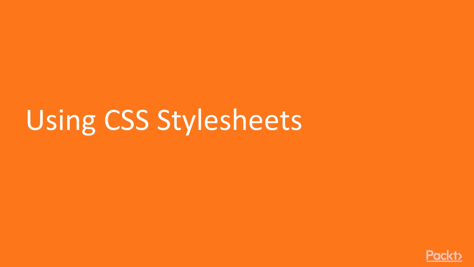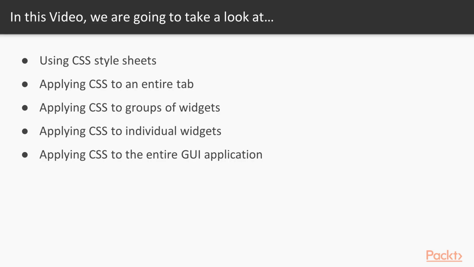So in this first video we will be using CSS style sheets to make our GUI look good. And what we'll be doing is applying CSS to an entire tab, then to a group of widgets, then to an individual widget, and in the end to the entire GUI application.